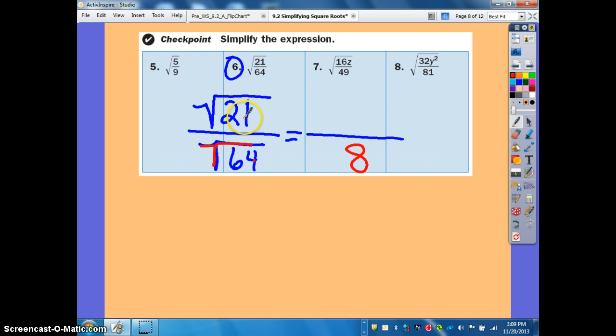21, are we just going to rewrite that as the numerator again? Well, 21 is not perfect. What are its factors? We could go 3 times 7. Is 3 perfect? No. Is 7 perfect? No. So once again, we cannot do anything to the square root of 21. It's as simplified as that one is going to get.